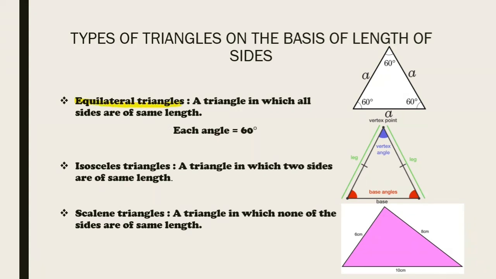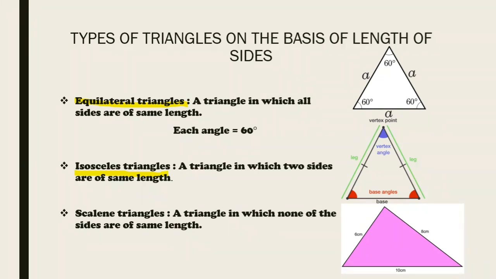Equilateral triangles. A triangle in which all sides are of same length is an equilateral triangle, and each angle of an equilateral triangle is of 60 degrees. So here you can see the triangle with sides, each side of length A, and each angle is of 60 degrees. Next is an isosceles triangle, a triangle in which two sides are of same length.